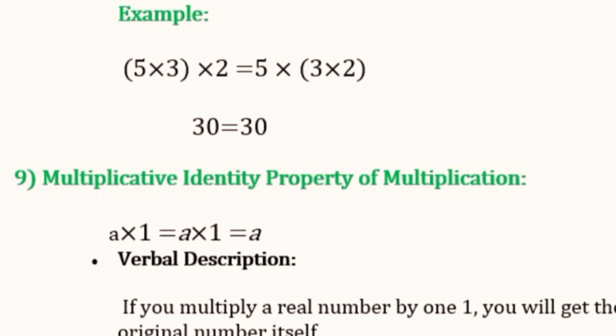If we multiply 3 with 2 first and then multiply with 5, we get 30. Left side equal to right hand side. So associative law of multiplication also holds.